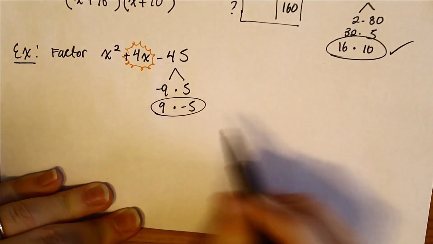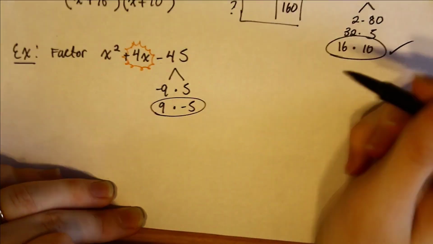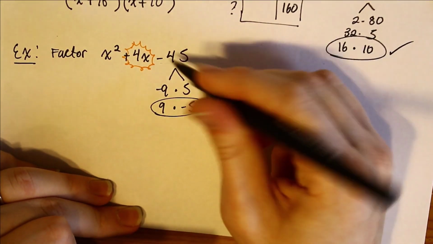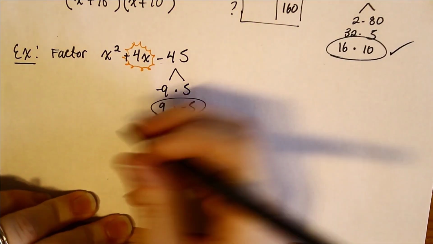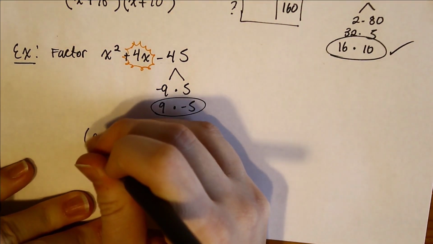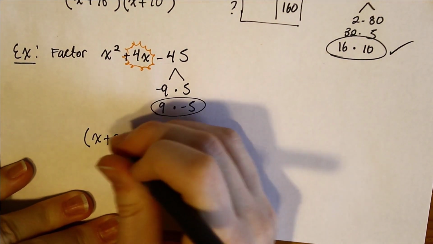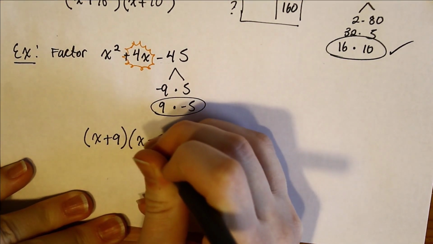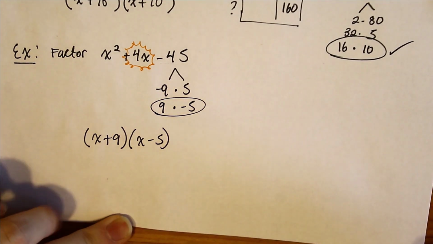Well, it's this one here. 9 plus negative 5 is positive 4. This one would give us negative 4. That would be a different quadratic. All right, so that means our answer is x plus 9, because it's positive 9, times x minus 5, because it's negative 5. How do you check that this answer is right?